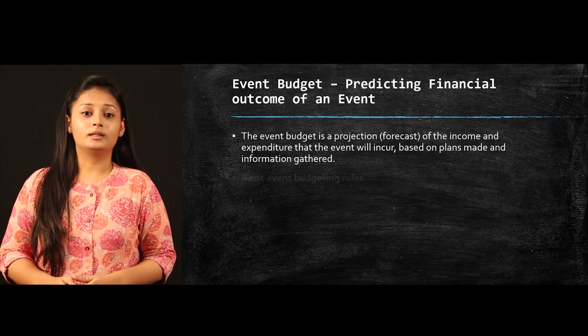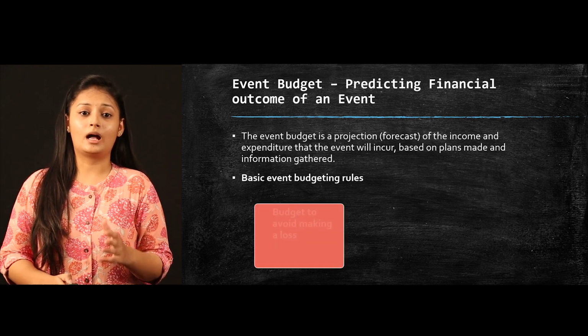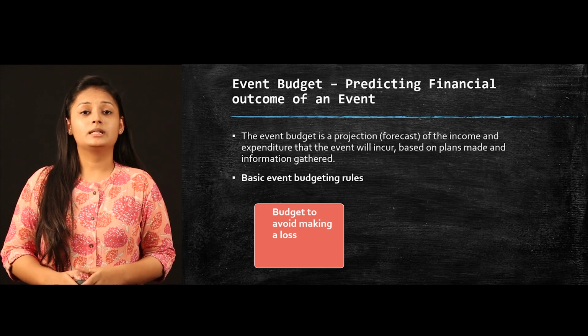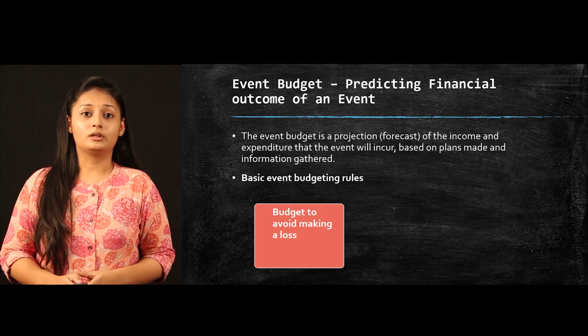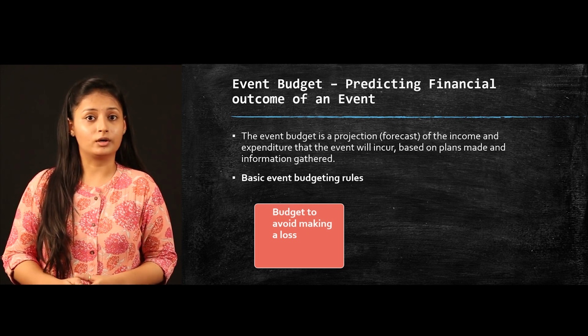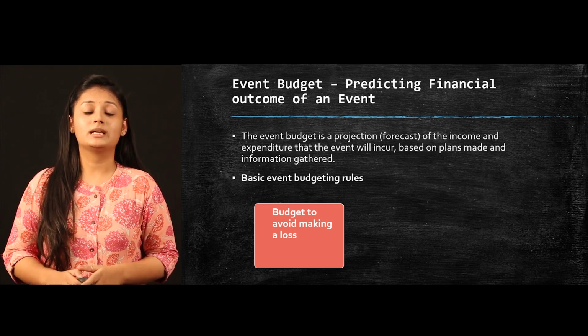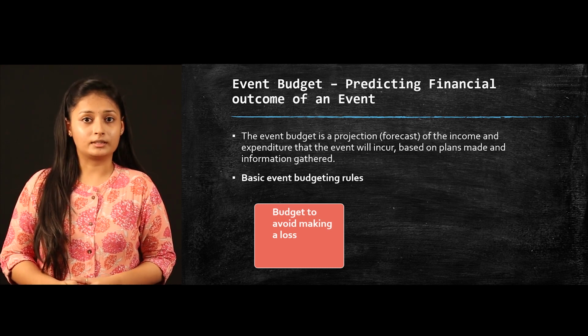So, let's have a look at the basic event budgeting rules. The first rule is budget to avoid making a loss. When an event is likely to make a loss, then there is a question whether to take this event ahead according to the existing plan or not. So for this, if it is not too late, then the plans should be changed so that the event will at least reach its break-even point.